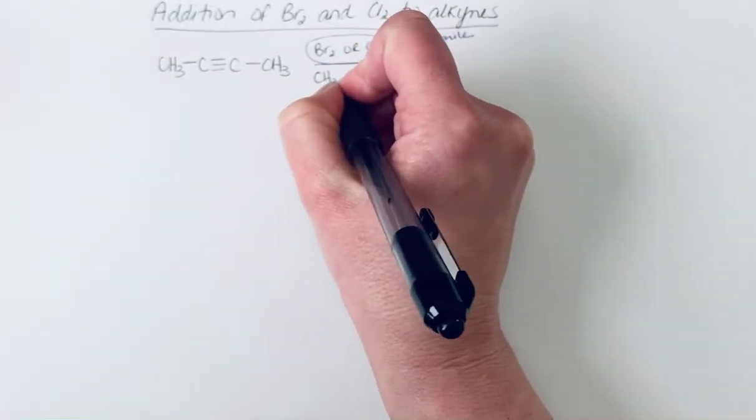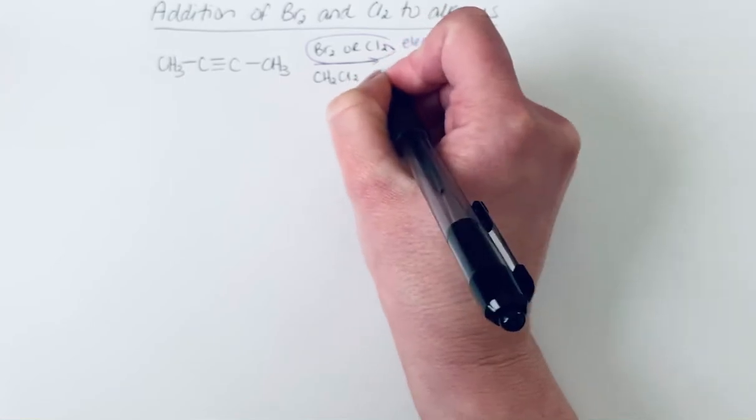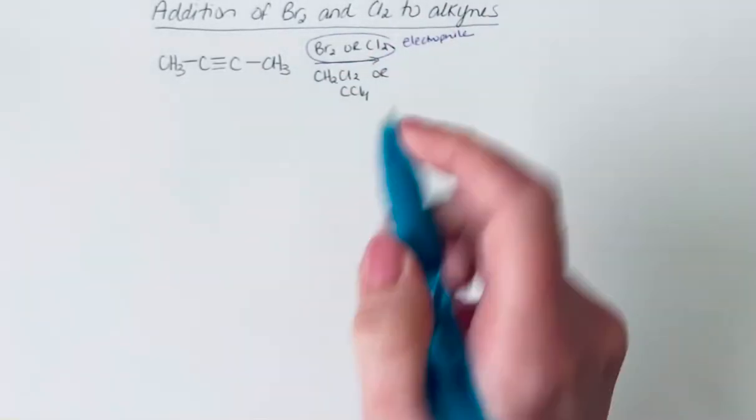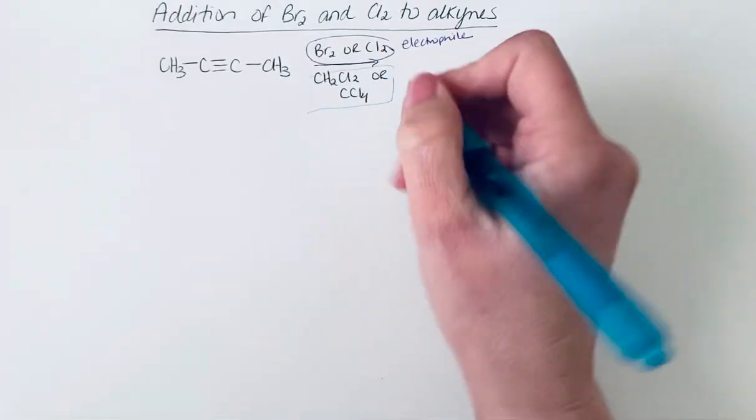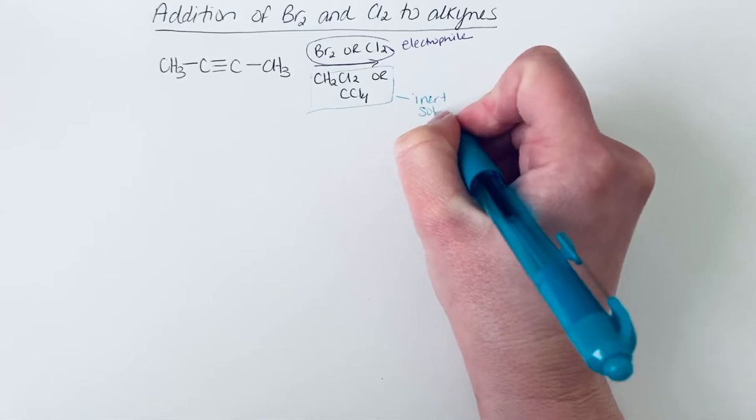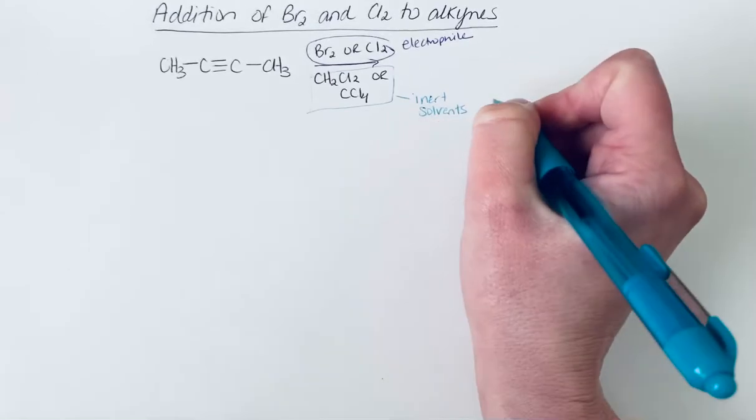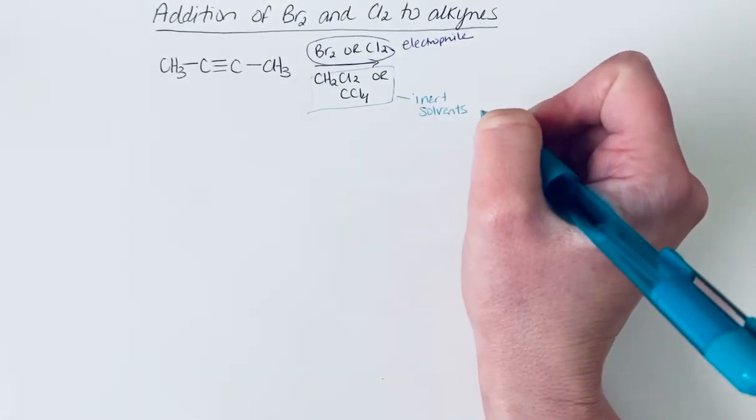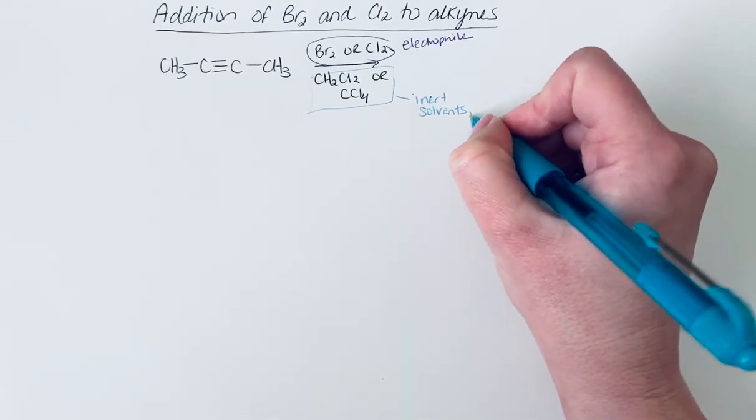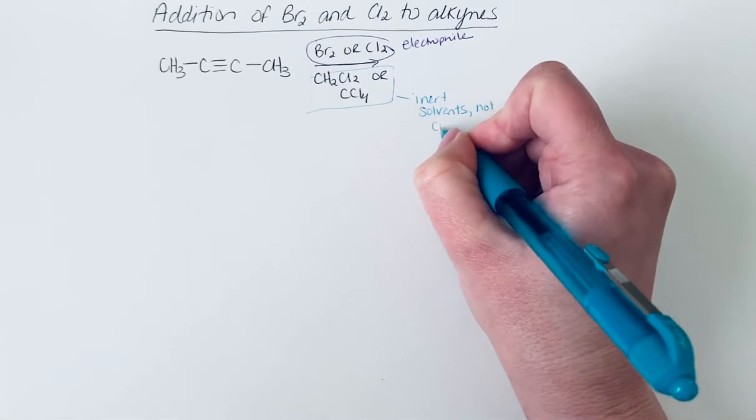And the solvent that we will see for this reaction will be something like dichloromethane or carbon tetrachloride. And so these solvents are ones that we noted in the previous chapter are inert solvents, which means that they will not compete as a nucleophile in the second step of the reaction. So they are not competing nucleophiles.